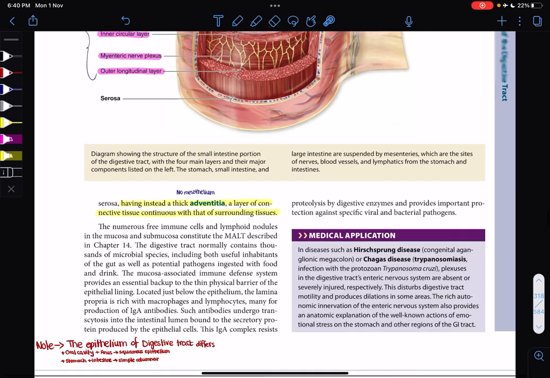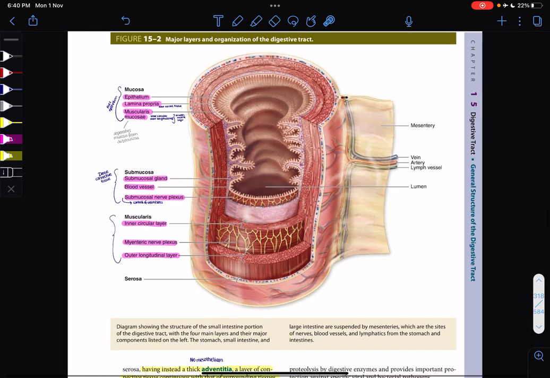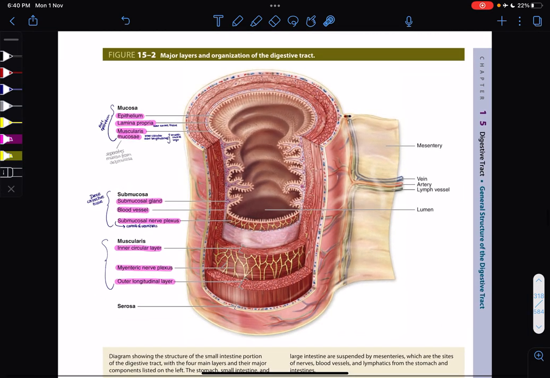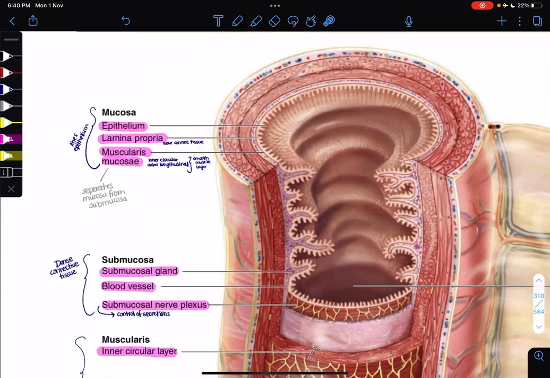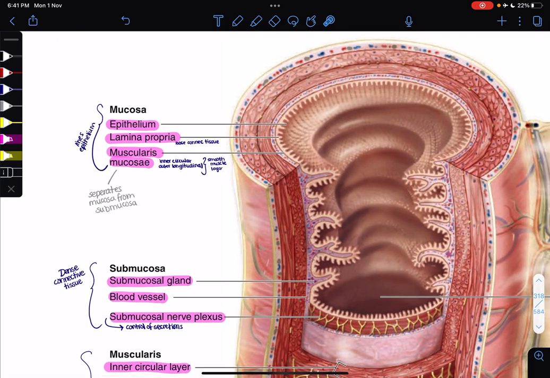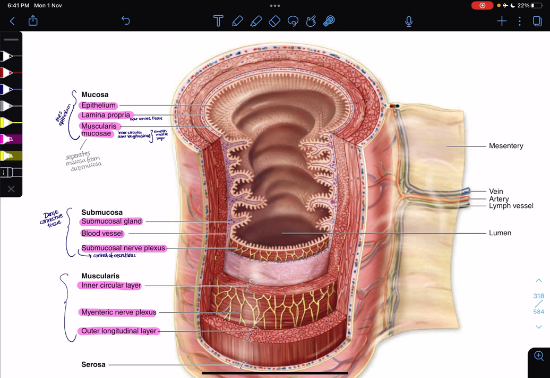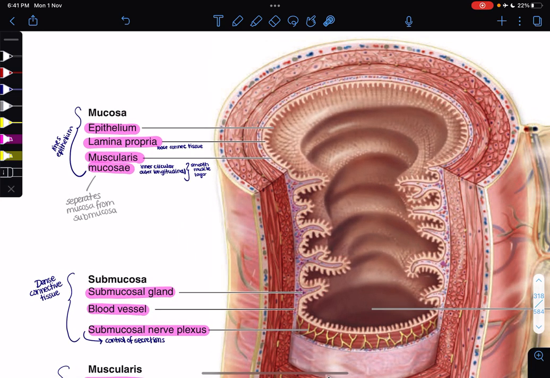Okay? So these are the major layers of the digestive tract. As you can see here, we have the mucosa. This is the lumen first. Directly lining the lumen we have the mucosa, as you can see here we have the epithelium, then the lamina propria, then the muscularis mucosae. Now the muscularis mucosae consists of an inner circular and an outer longitudinal smooth muscle layer, and muscularis mucosae, as we said, separates the mucosa from the submucosa.